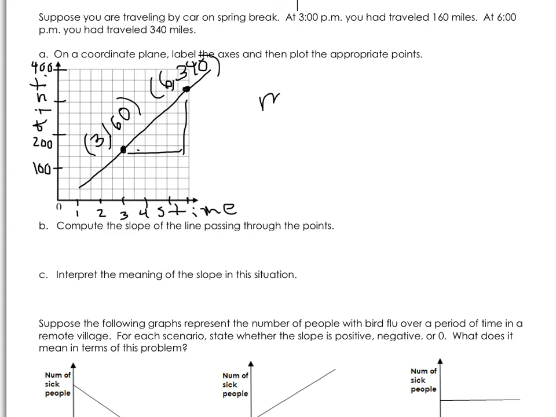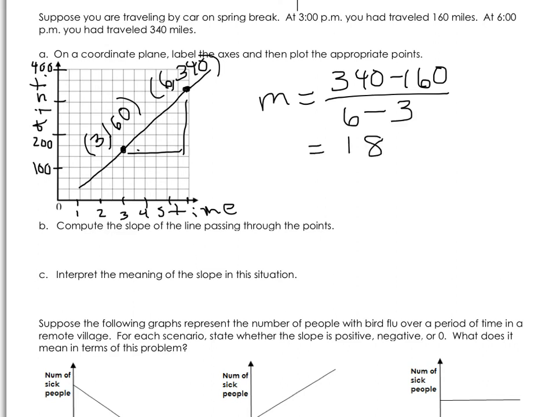So let's find the difference in the y values. 340 minus 160. Looking at the graph, we already know this slope is going to be positive. 340 minus 160 is 180. 6 minus 3 is 3. Let's talk about units a little bit. That numerator is the change in the y value. That's distance measured in miles. The denominator is the change in time, so that's time measured in hours.